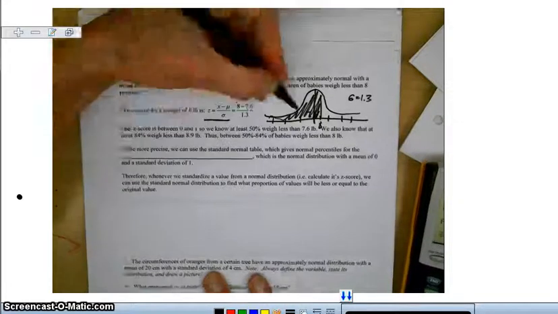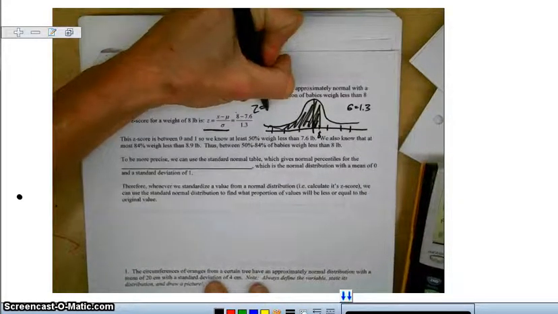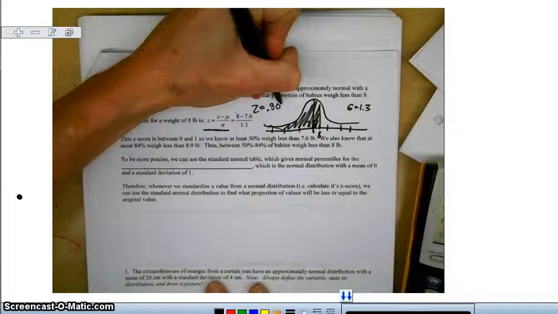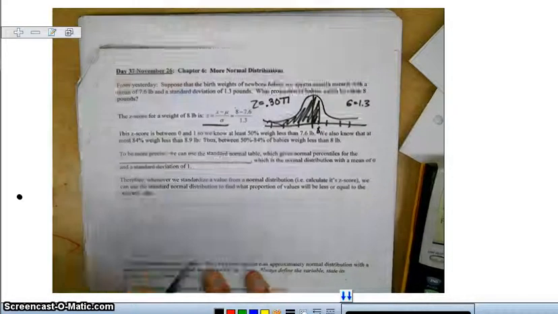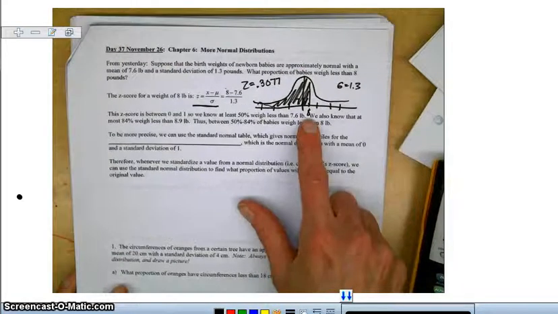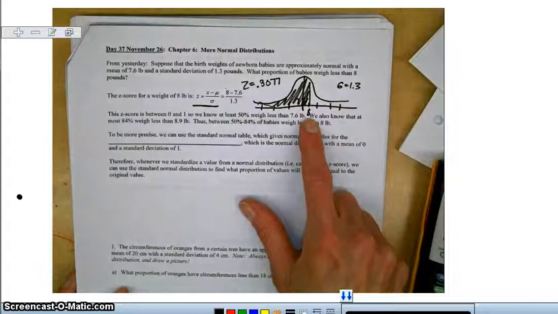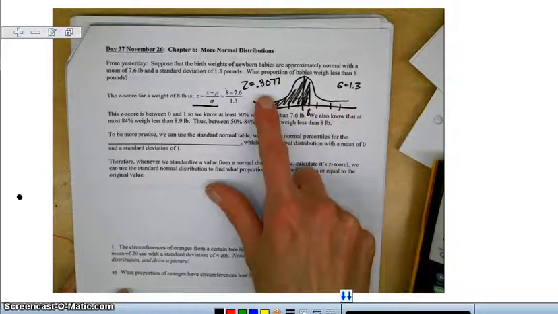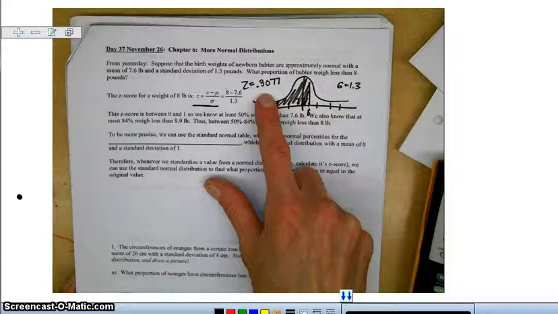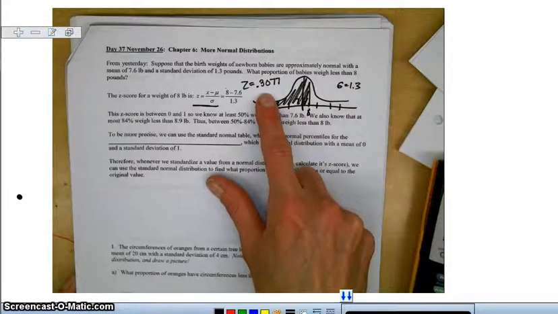So when we do this calculation, 8 minus 7.6 divided by 1.3, we get that the z-score for this, z, is equal to 0.3077. So that would be the z-score for this value of 8. Now that means that 8 is 0.3077 standard deviations above the mean because it's a positive z-score.